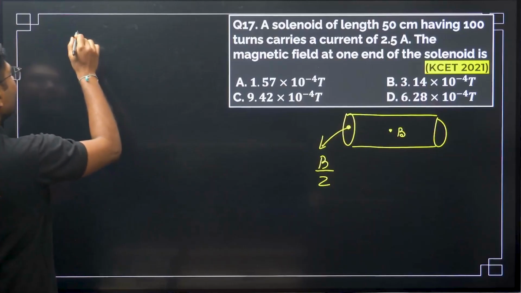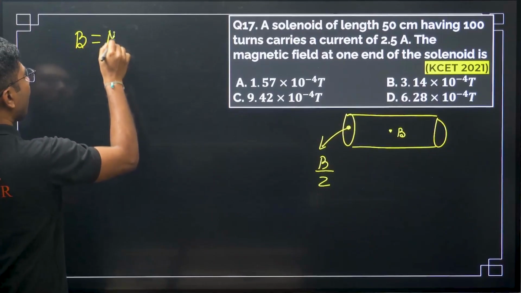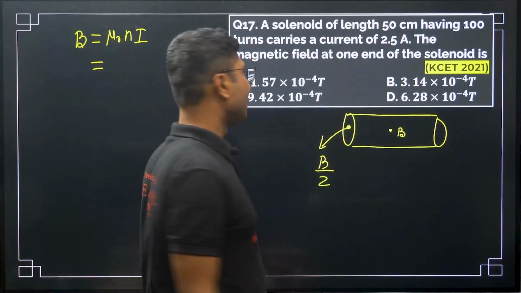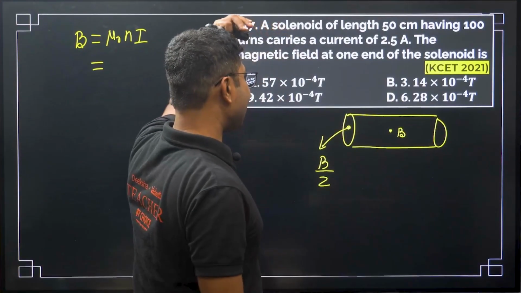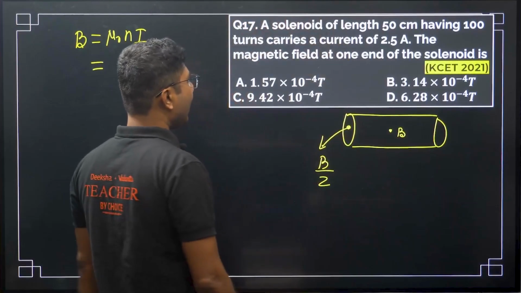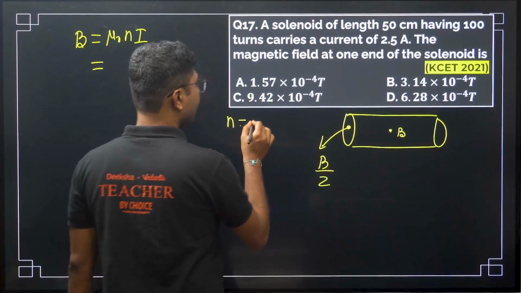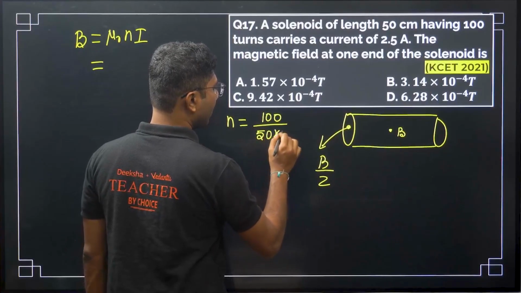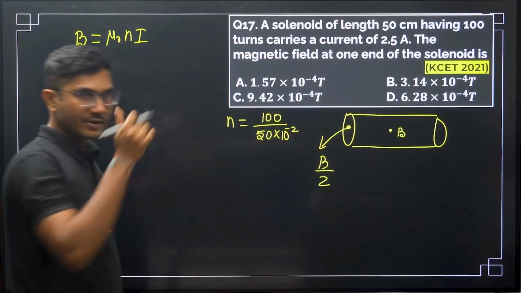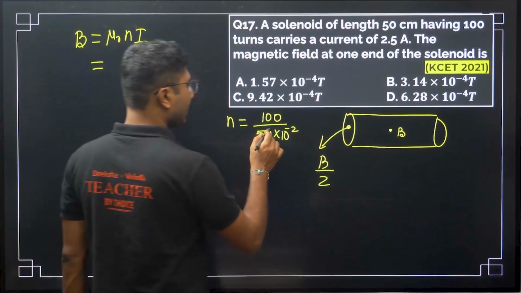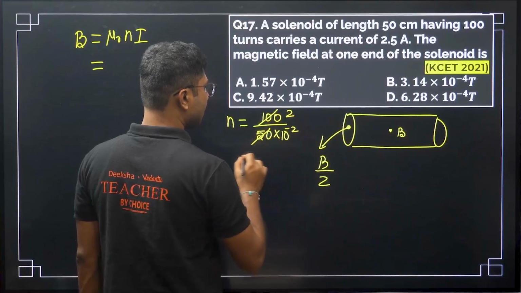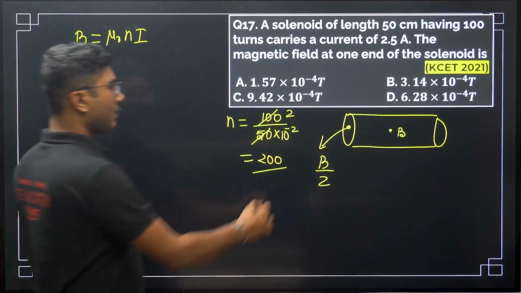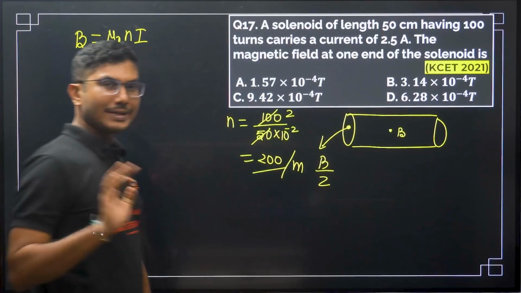So what is the magnetic field formula? The magnetic field formula is mu naught N i. Here N is the number of turns per unit length. Okay, 50 centimeter is the length, and the total number of turns is 100. So the number of turns will be 100 divided by 50 centimeter. You always have to convert centimeter to meter, it is compulsory, so it will be 200. So the number of turns is 200 per meter. Always use SI units, always SI units.